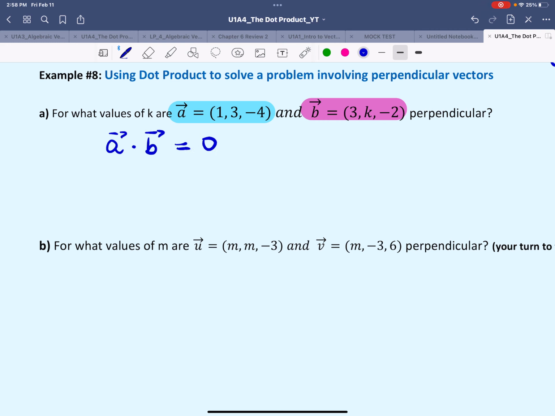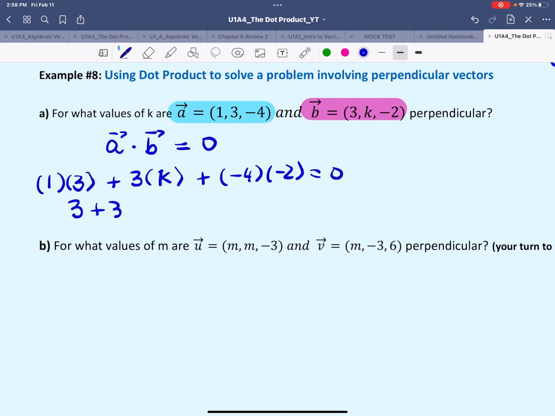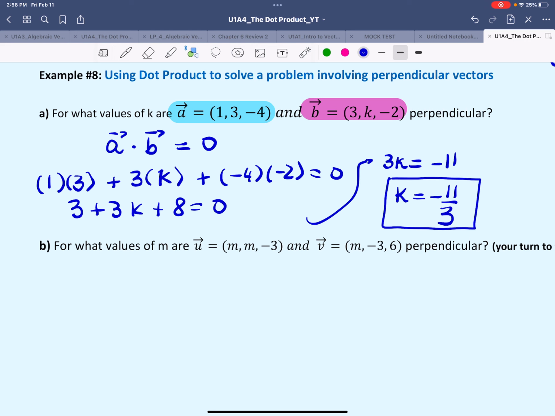is 0, which means that 1 times 3 plus 3 times K plus negative 4 times negative 2 equals 0. So 3 plus 3K plus 8 equals 0, or 3K equals negative 11, K equals negative 11 over 3. That's the K value that will guarantee that these two vectors are perpendicular.